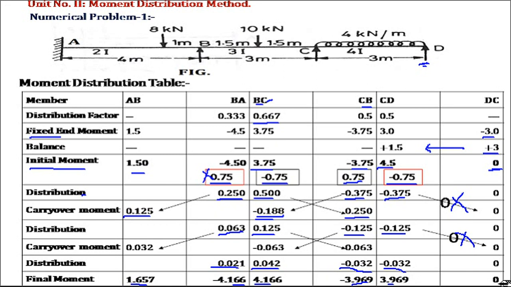So the moment in member DC is equal to 0 as the end is simple. Okay. Now if you see at joint B, the moment in member BA and the moment in member BC are the same, that is 4.166. Only the signs are different. Here the sign is negative, here the sign is positive. The moment in member CB and the moment in member CD at joint C are the same, that is 3.969. Only the signs are different. Okay, so these are the final moments for the different members of the continuous beam ABCD.